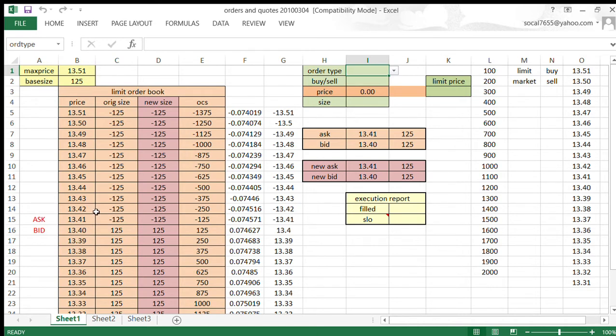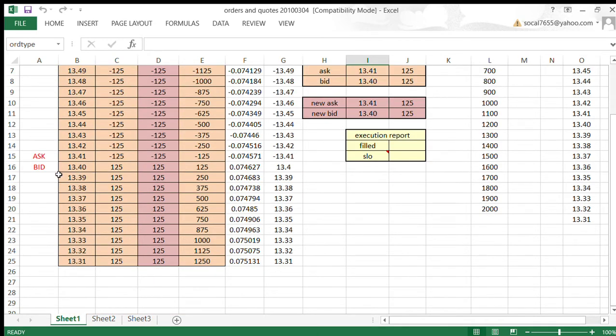And analogously, at a price of $13.43, where there's a unique 125 additional shares, we can say there's 375 shares available to be sold at a price of $13.43, because anyone who's willing to sell at $13.41 or $13.42 is also willing to sell at $13.43. So this is an original cumulative size column. The new size column we'll see later.